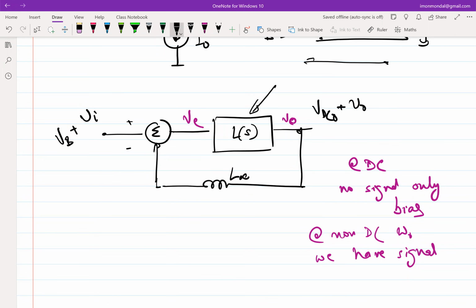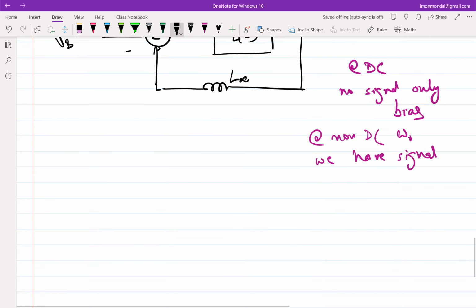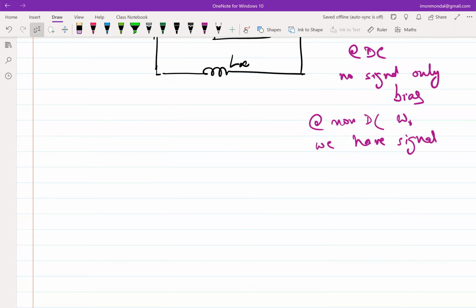Okay. So if you put this to be L infinity, then what happens at DC? It is shorted. So your negative feedback is established in DC. But whatever V0 over Vi value you get at non-DC frequencies will be equivalent to L of S. So this essentially is the principle. Now, how will you do it using your diff amp?